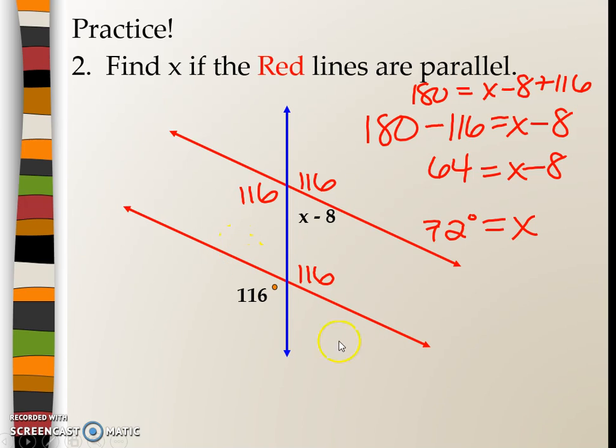Let's go over number two. How do you find x? So right here, if this is 116, then across, vertical angles, this is 116, and then this one is also corresponding, that's 116. So right here, 116 plus x minus 8, these are supplementary angles because they're on a straight line, and a straight line is 180. So you can use this equation: 180 equals 116 plus x minus 8, because this angle plus this angle are supplementary. What I did is subtract 116 from 180, which is 64, and then add 8, and I got 72. So x equals 72.